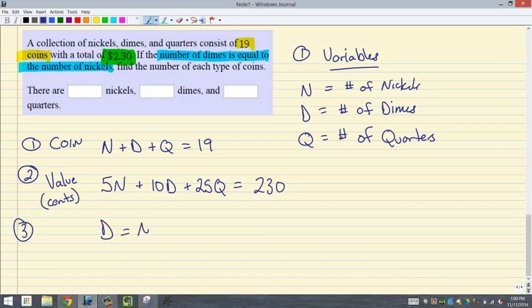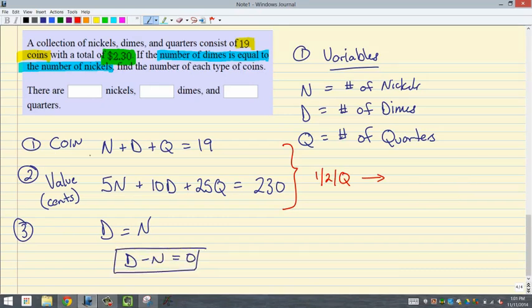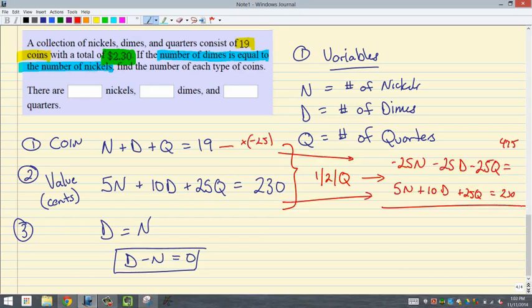The number of dimes is equal to the number of nickels. D equals n. Equation number 1 and equation number 2, and get rid of q. That will give you an equation in terms of n and d. You can then take that equation, and don't forget this equation over here is actually d minus n equals 0. So to get rid of q, I think we should multiply equation number 1 by negative 25. And the second equation, we're just going to leave it as is. Now we're going to add them up. So that'll give us negative 20n minus 15d, q's are gone, equals 245.